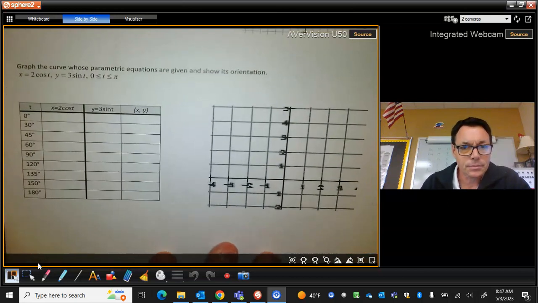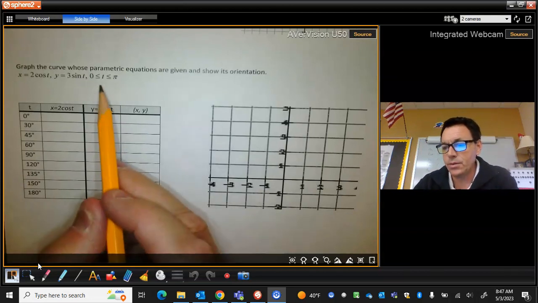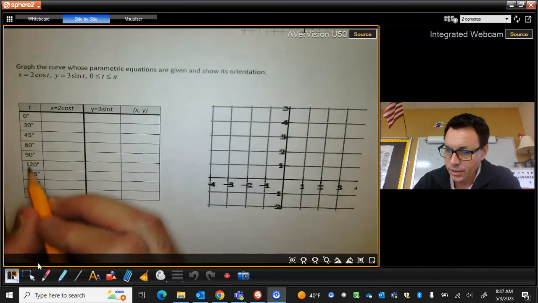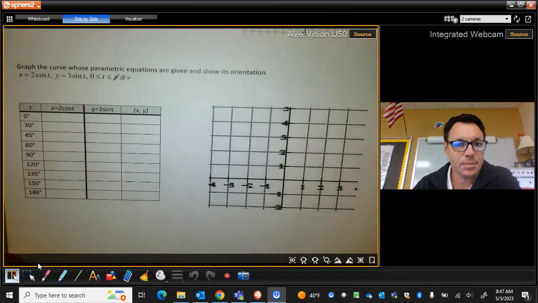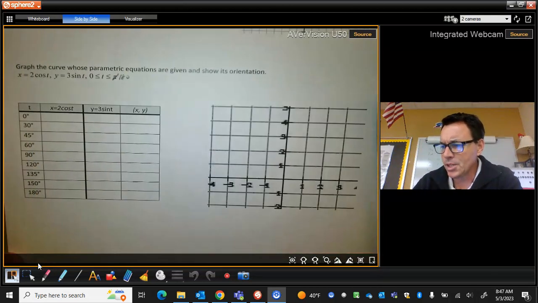All right. Last one. Graph the curve whose parametric equations are given and show its orientation. So x equals 2 cosine t and y equals 3 sine t. All right. For t values between 0 and pi. Well, if you look over here, it looks like we're actually going from 0 to 180. So same idea, but this is in degrees. So we're going to have to plug this into our calculators because we need to approximate this graph.